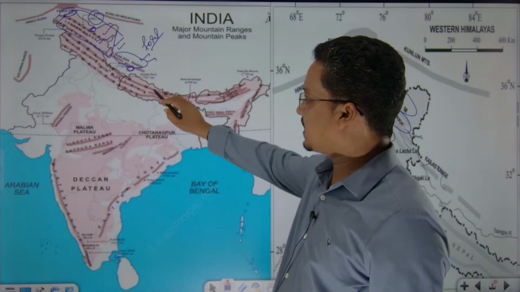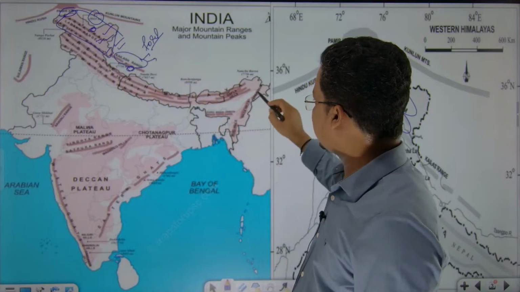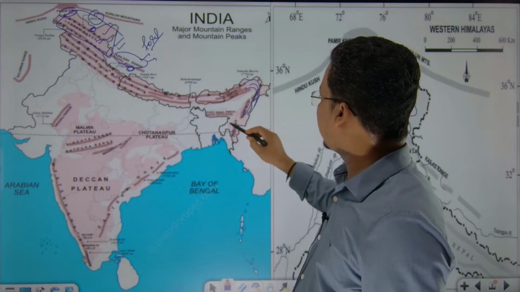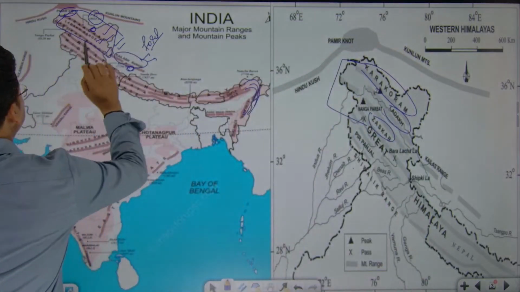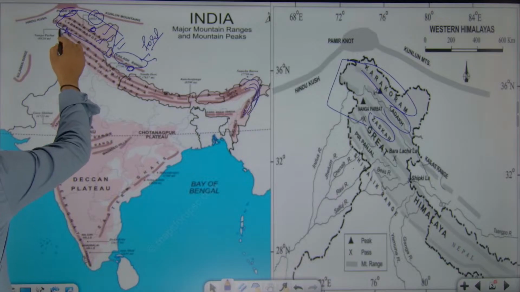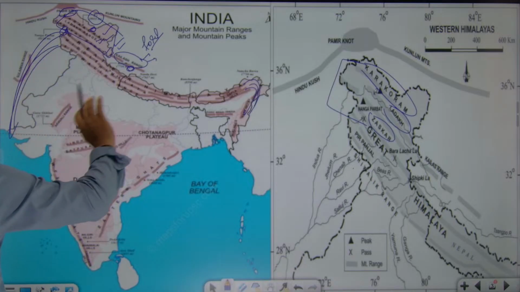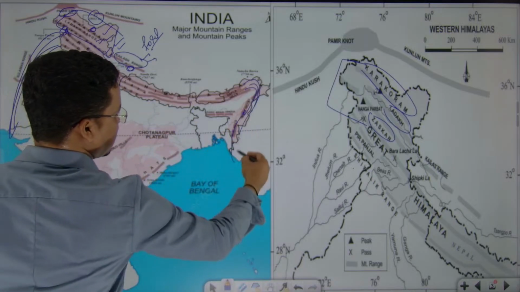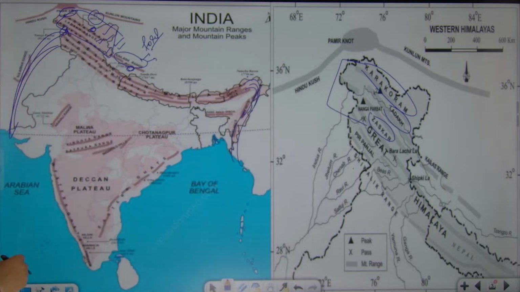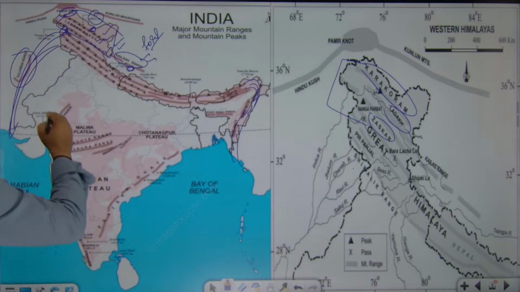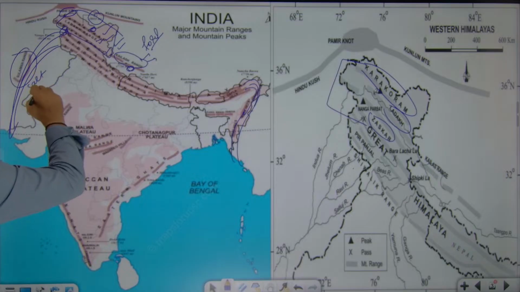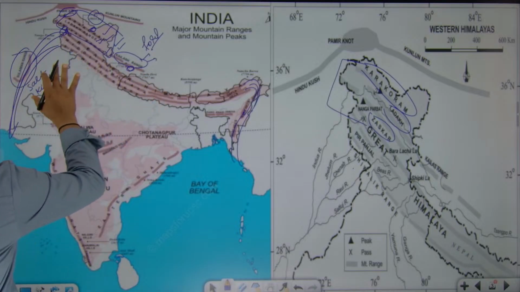Then we will have the Greater Himalaya. Here is the syntaxial bend of the Greater Himalaya, and there is also a syntaxial bend on this side at Nanga Parbat. On both sides of the Himalaya there is a syntaxial bend. This side, there is the Salt Range, the Kirthar range, the Suleiman range. These are part of the western syntaxial bend.